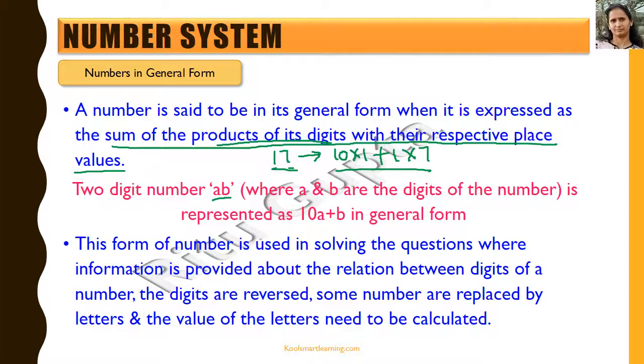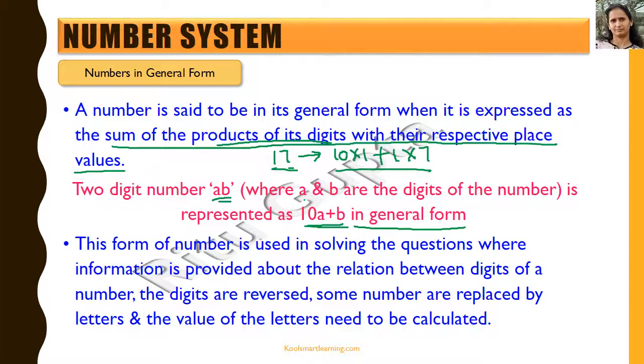So a two-digit number AB, where A and B are the digits of the number, is represented as 10A plus B in general form. And this is true not just for a 2-digit number, but for any number of digits, 5-digit, 6-digit, 8-digit. If you represent it in this form, then it is said to be a number in its general form.